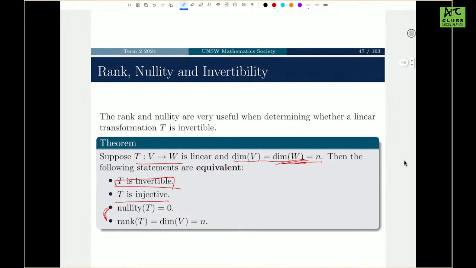And to link invertible with, I can link injective with rank T being n. Well, if rank T is n, then it's mapping its input space directly into its output. So you expect one output for each input.